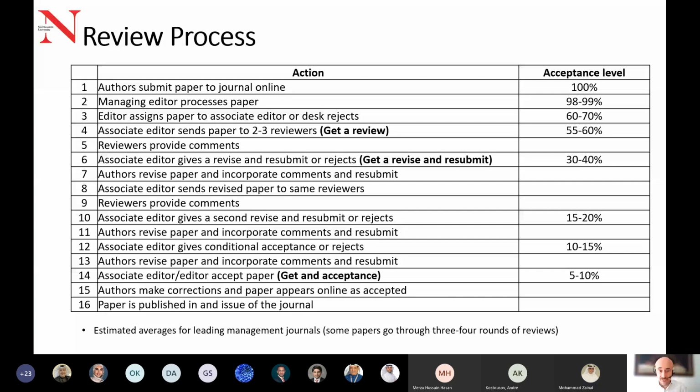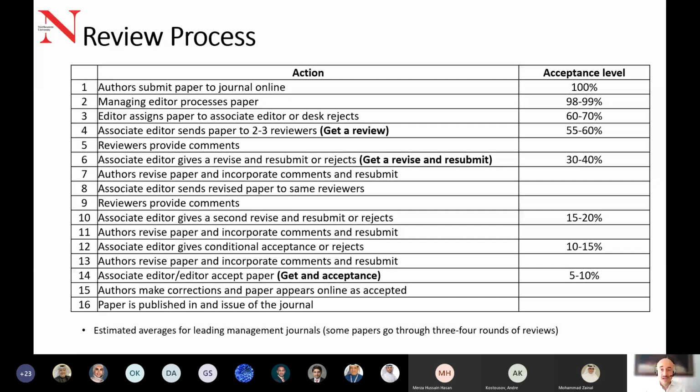So we are now moving in terms of acceptance levels. 60 to 70% of the papers move into the review process, and there it goes to 2 or 3 reviewers. It depends on the journal. In the case of management, this is going to be double blind.